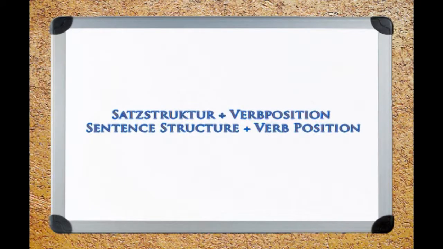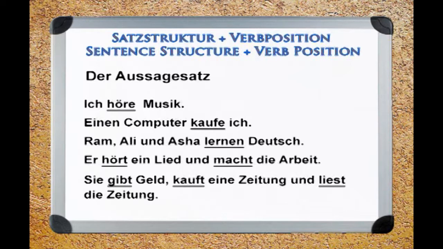Now we are going to do another important aspect in the German language, and that is, as you can see, Satzstruktur und Verbposition, which means sentence structure and verb position. Now let us look at some sentences here. You are already familiar with these sentences and the structure of these sentences. Now let us read these sentences.